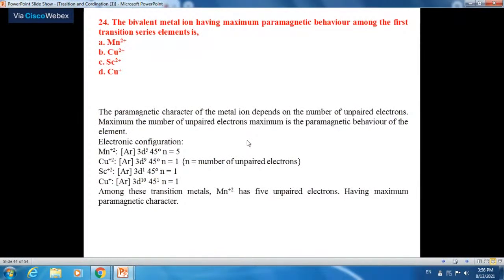So for everything I have given here, the number of unpaired electrons I have also mentioned. Mn2 plus means argon 3d5, 4s0. 3d5 means half filled, that is unpaired electrons. Total number of unpaired electrons is 5 in Mn2 plus. In Cu2 plus the number of unpaired electrons is 1. Scandium also 1. In copper also 1. So Mn2 plus contains 5 unpaired electrons, hence it has maximum paramagnetic behavior. Okay, answer is A. Very good.